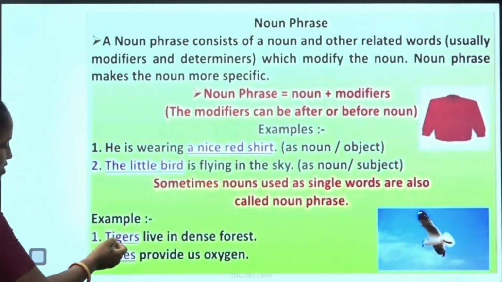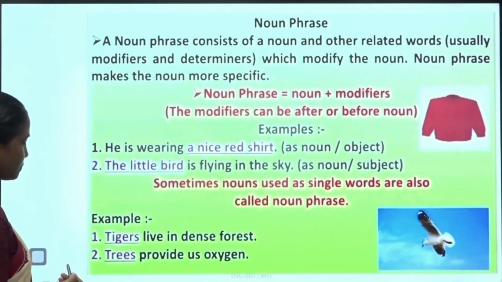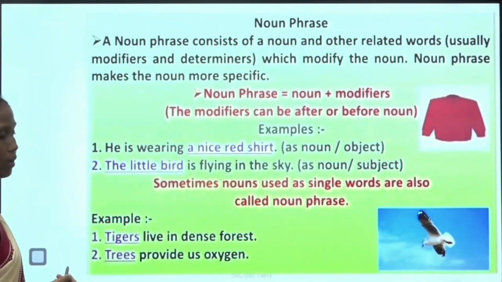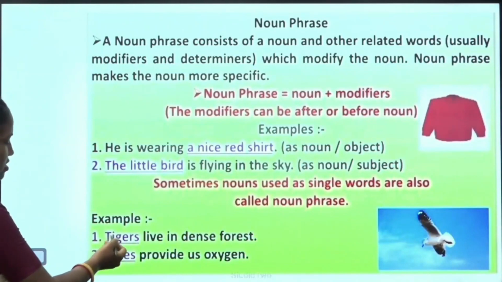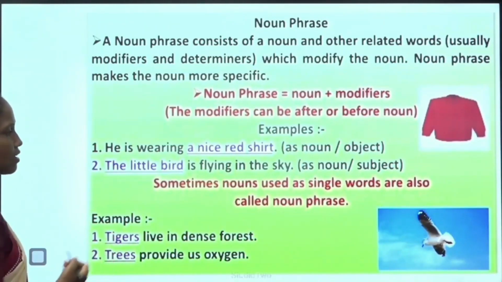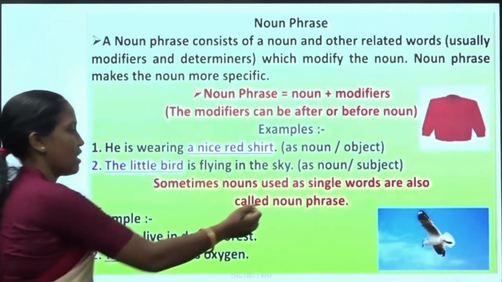Examples: tigers live in dense forest. Trees provide us oxygen. So you can see tigers and trees, these are single words. They are also known as what? The noun phrase.